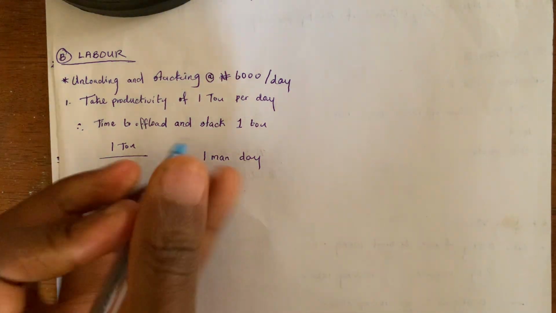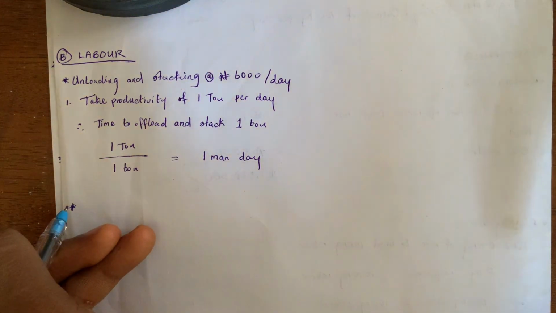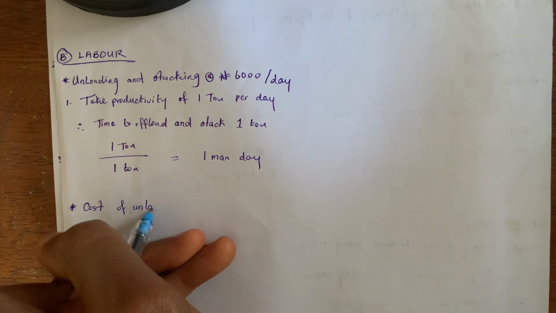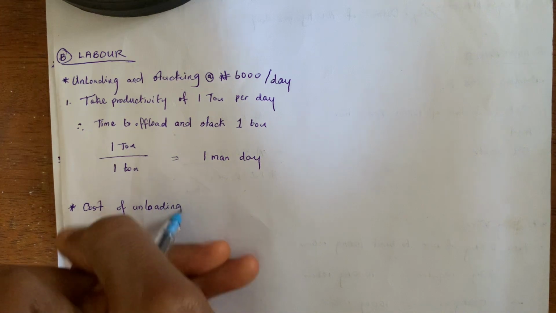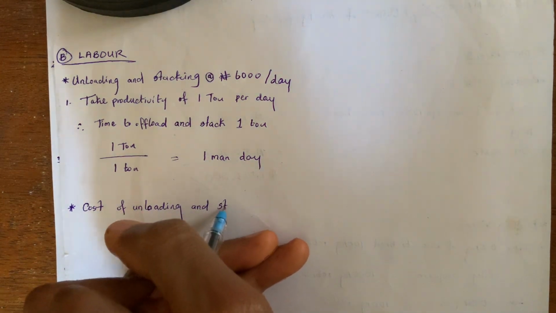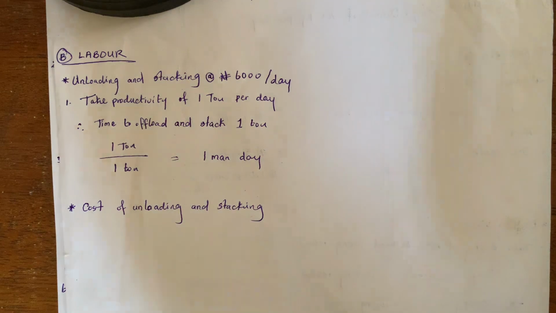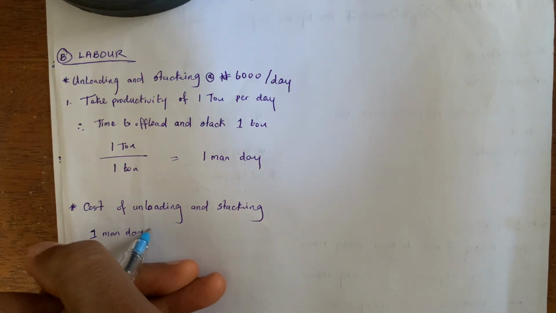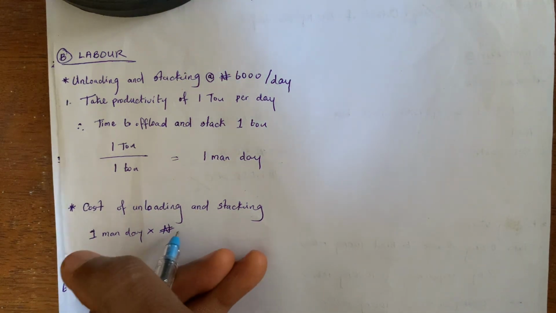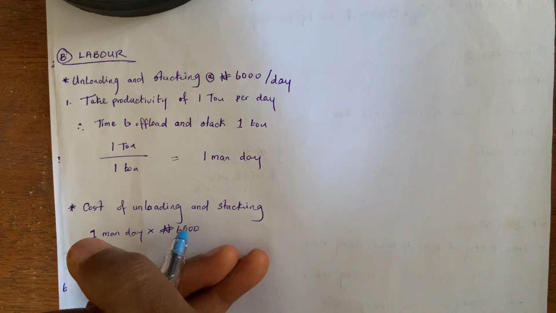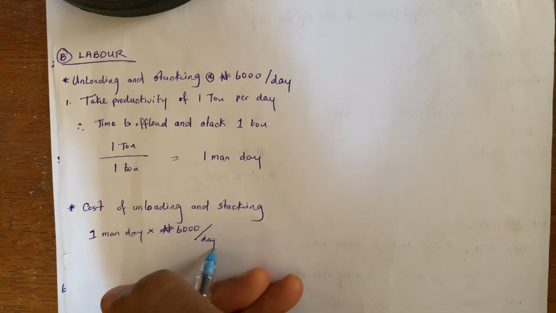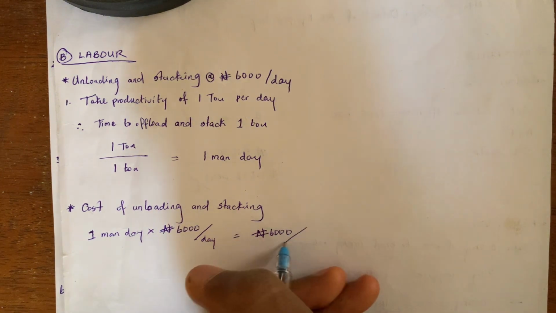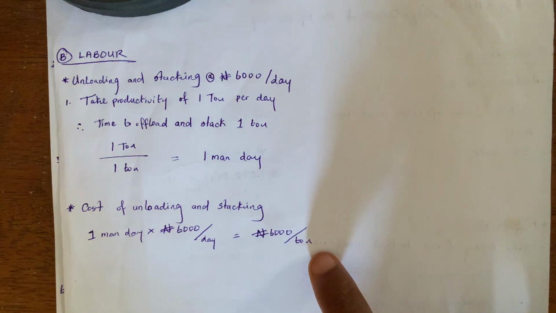So since we know the time it will take them to unload and stack, we can now put cost to it. So the cost of unloading and stacking will now become 1 man day multiplied by the cost per day, which is 6,000 naira, and that will be the cost, 6,000 naira to unload and stack 1 ton of reinforcement.